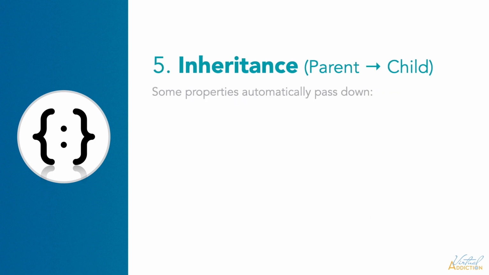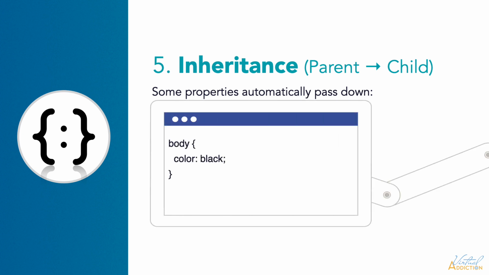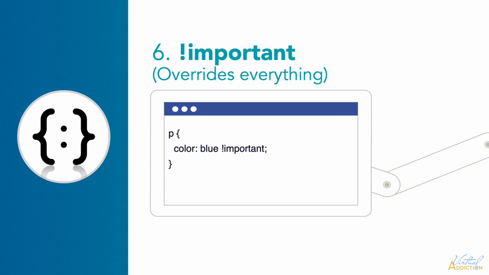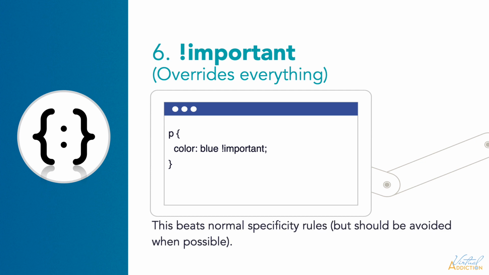Some CSS properties are inherited from parent elements. For example, if you set a text color on the body, all the text inside will inherit that color unless it's overridden. We also have the important rule. The important rule overrides normal specificity rules. It forces a style to be applied, but be aware that you should use this sparingly because it can make your code harder to manage.